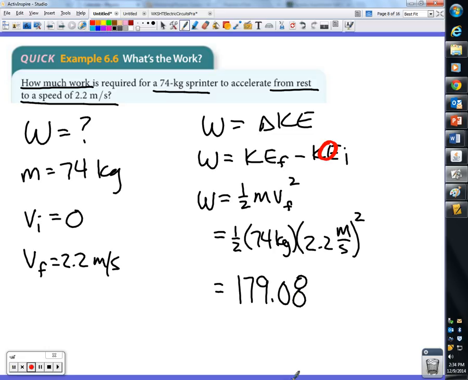Yeah. All right. So 2 things to finish this off. 2 sig digs in the mass, 2 sig digs in this velocity. So we should round our answer to 180. And then kilograms times meters squared over seconds squared. That combination gives us joules, because work has to be in joules. Okay. Good there?